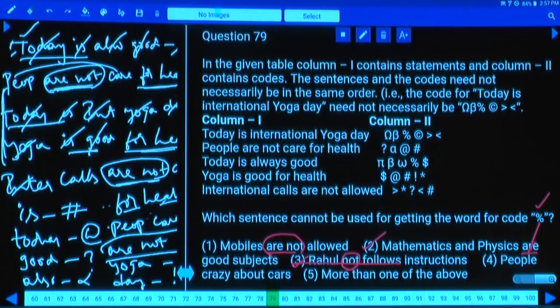People crazy about cars. By using this one, are we getting the answer? No. Hence, by using the first and the fourth, I cannot get the answer. That means more than one of the above, choice 5. Then question number 80, and which is coded as?